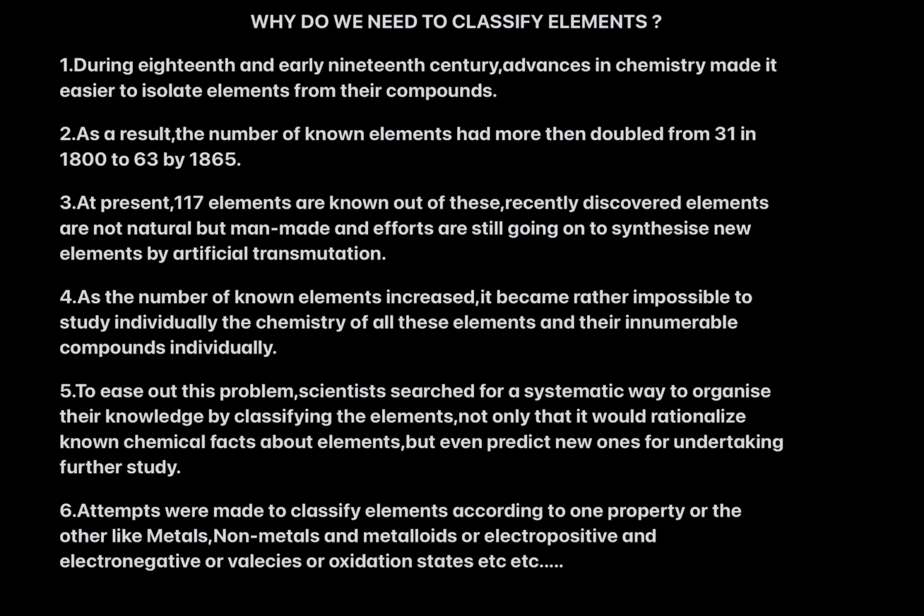So now let's come to the fifth point. To ease out this problem, scientists searched for a systematic way to organize their knowledge by classifying the elements. Not only would it rationalize the known chemical facts about the elements, but it would even predict new ones for undertaking further study. So the sixth point is, attempts were made to classify elements according to one property or the other, like metals, non-metals, metalloids, or electropositive and electronegative characters, or valencies, or the oxidation state, etc.